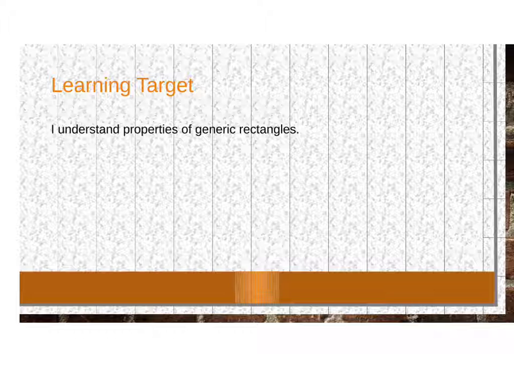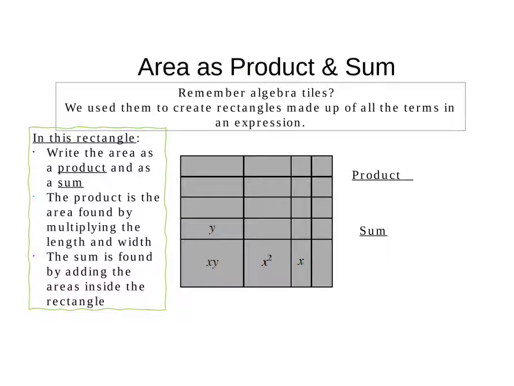Today's learning target is, I understand the properties of generic rectangles. Area is a product and a sum. Do you remember algebra tiles? We use them to create rectangles made up of all the terms in an expression. In this rectangle, they would like us to write the area as a product and as a sum. The product is the area found by multiplying the length and the width, and the sum is found by adding the areas inside the rectangle.